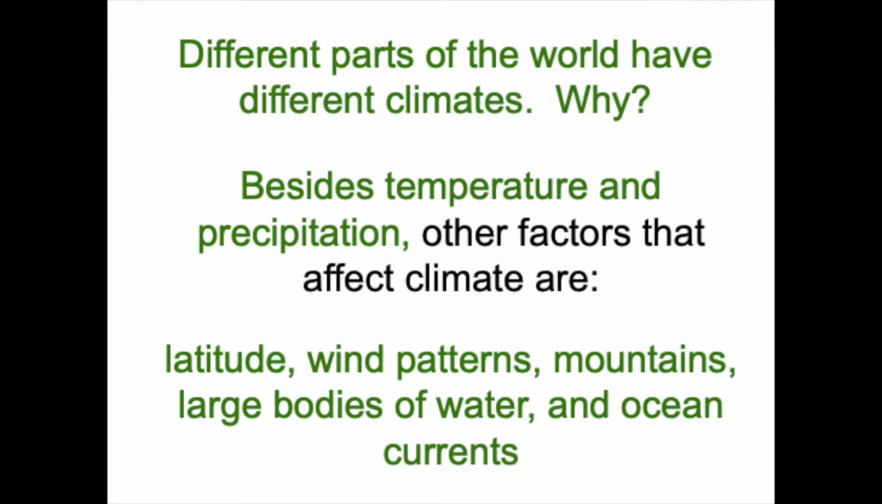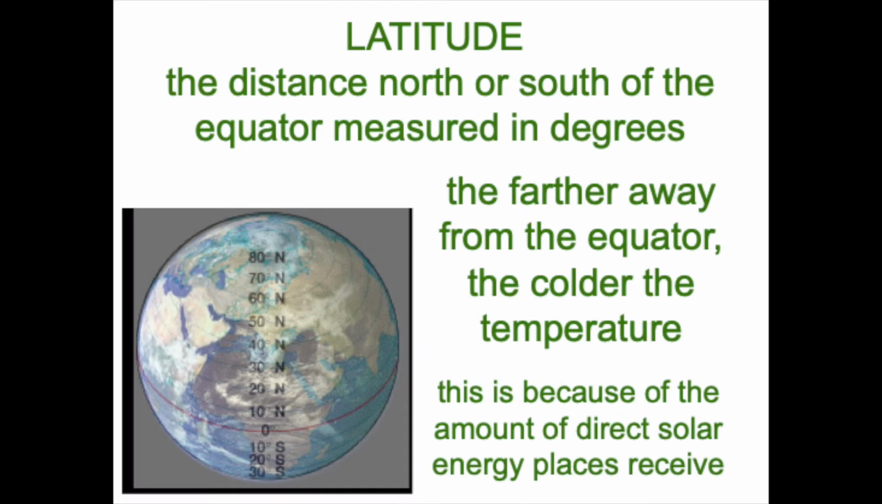So different parts of the world have different types of climate. The question is why? Besides temperature and precipitation, other factors that affect climate are latitude, wind patterns, mountains, large bodies of water, and also ocean currents. Latitude is the distance north or south of the equator measured in degrees. The further away from the equator, the colder the temperature.